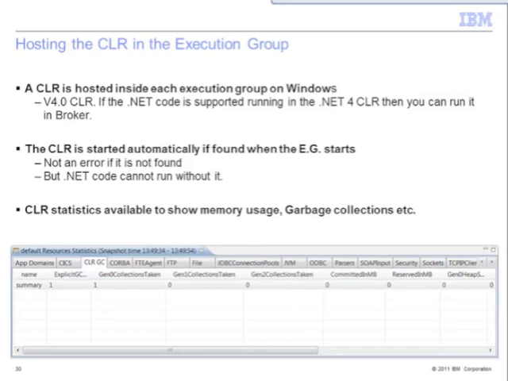Now, if there's no CLR in the box, as I said, that's perfectly fine. It just means that if you were to deploy a flow that contained a .NET Compute Node or ESQL calling .NET, then you'll get an exception at deploy time. Now, the CLR, as I mentioned earlier, has all those resource statistics available to show you memory usage and garbage collection, etc.